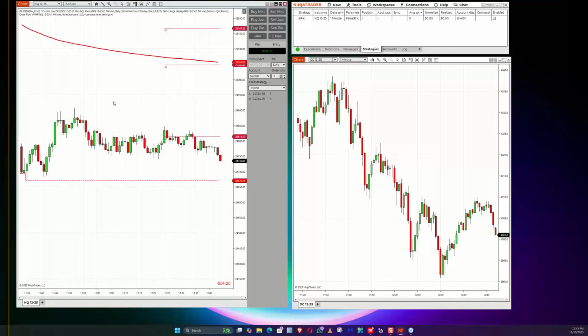The VWAP is a magnet. Once again, the concept of magnets is extremely important. Magnets are areas, they're levels on the chart that so many traders look at and place their orders around that those magnet areas attract price. So if you think the market is going to test the low of the day, there's a good chance it's going to because it's a magnet. It pulls the price. And you could take a short.